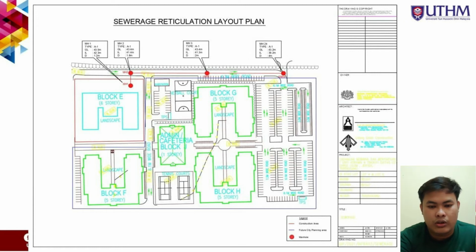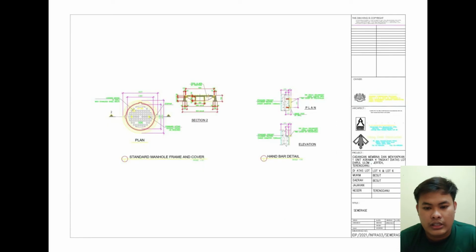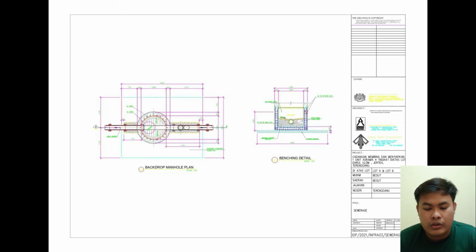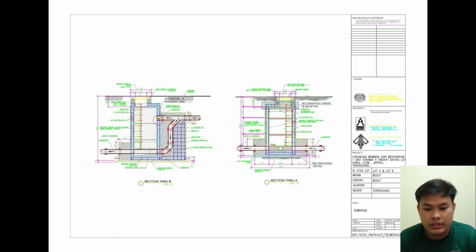As we can see on our layout drawing, this is our layout drawing, and the border of hoarding red line is our construction area, and the blue line is for future city planning, and the red one is for manhole.